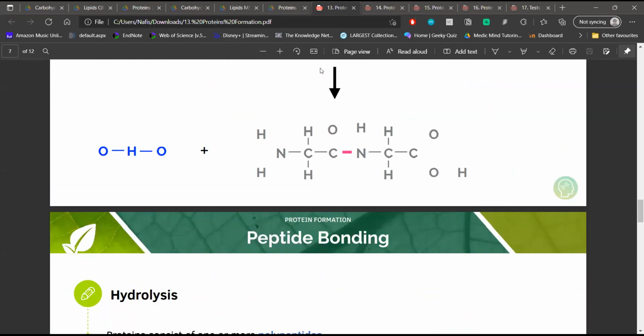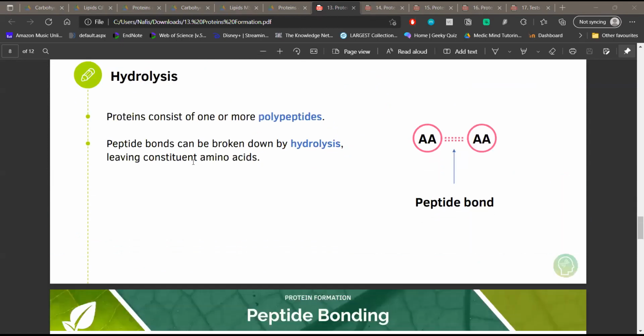And so it forms this, which is an amine bond or a peptide bond, which is a join between a carbon and a nitrogen. There is no oxygen, like how we had the ester bonds with the O intermediate, and that was the same with glycosidic bonds. With amino acids, it's different. The peptide bond is a direct join between a carbon and a nitrogen. Yeah, perfect. And hydrolysis is the process of breaking this down.